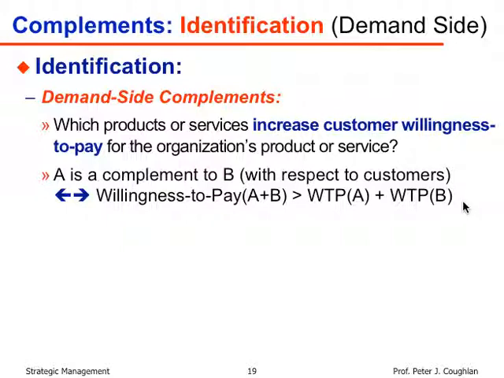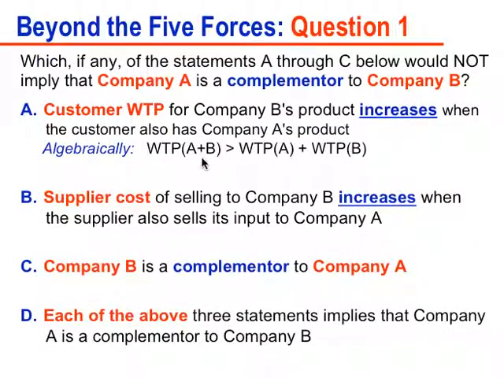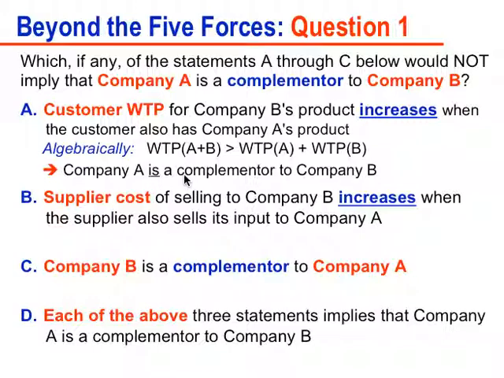That's what it means to be a demand-side complement, and that's exactly what answer A is. The willingness to pay of A plus B is greater than the willingness to pay of A plus the willingness to pay of B. So if statement A is true, then company A is a complementer to company B. So A is not the right answer here, because you're asked which, if any, of the statements below would not imply that company A is a complementer to company B. This statement does imply it. All right, let's look at answer B.